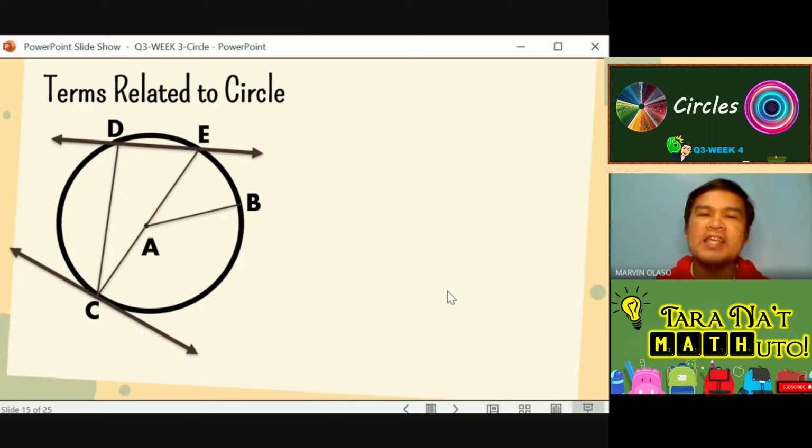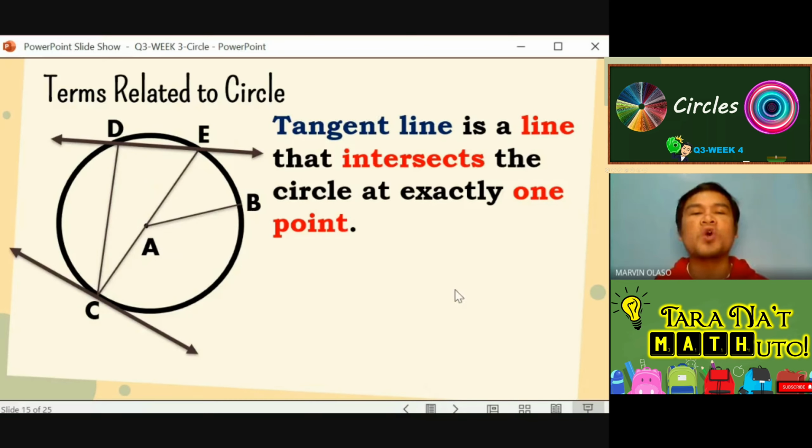And that line is another term which is called tangent line. Tangent line is a line that intersects the circle at exactly one point lang. Okay? So in this case, ang tangent line natin ay ang line C. Okay, yung symbol natin line dapat because tangent line is a line, not a line segment.